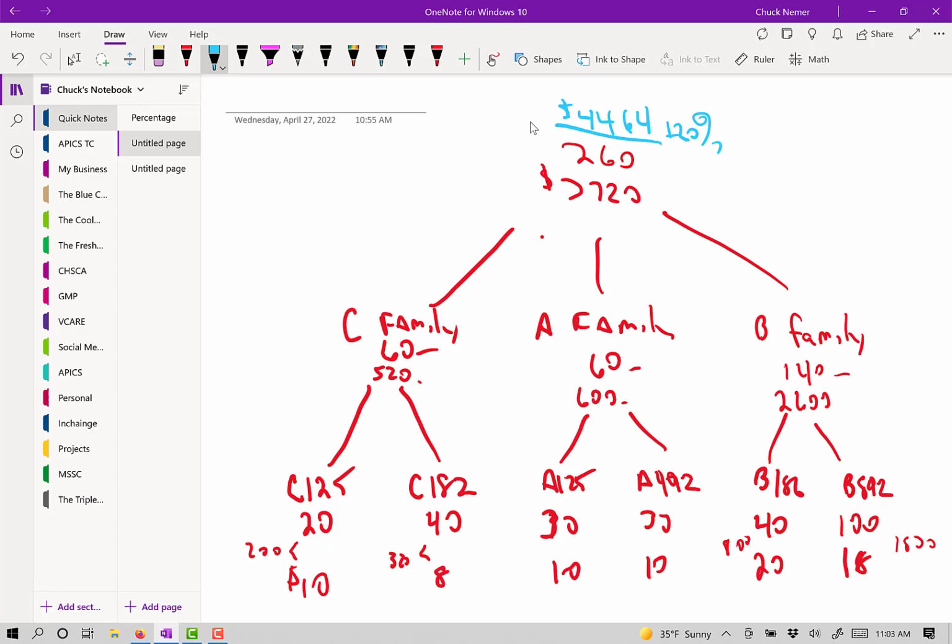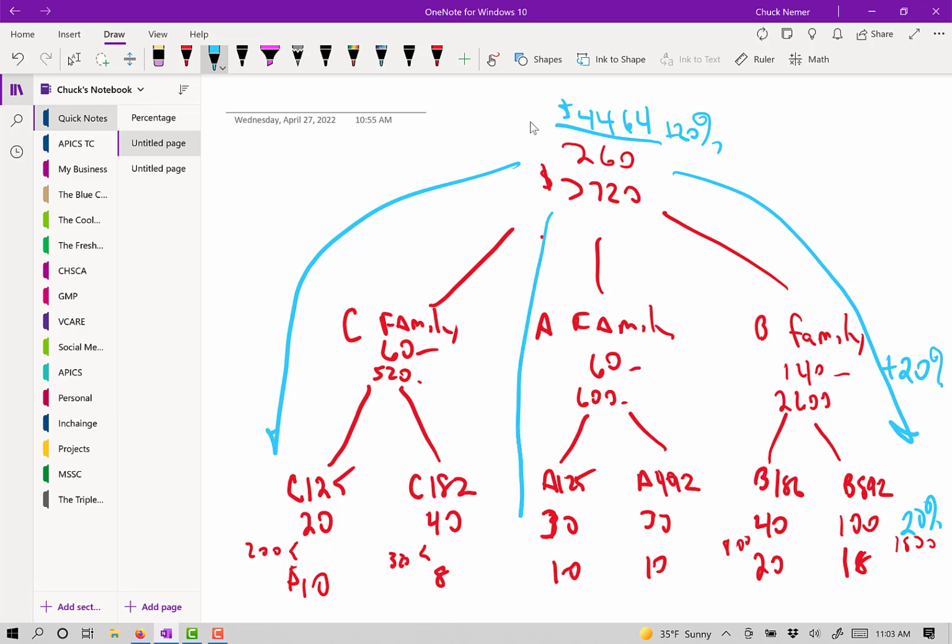What that means then is going back down the pyramid, at each level, we have to adjust upward by 20% all the way across the board, plus 20%, to keep things in balance so that the numbers align with the 4464. So instead of selling 60 pieces, I'm going to have to sell 20% more, or 72 pieces, which means down below I'm going to have to sell 36 and 36.